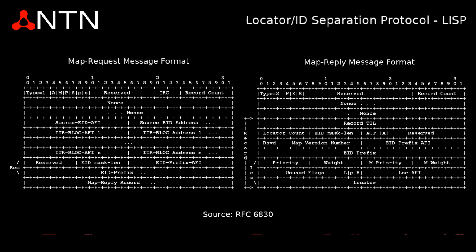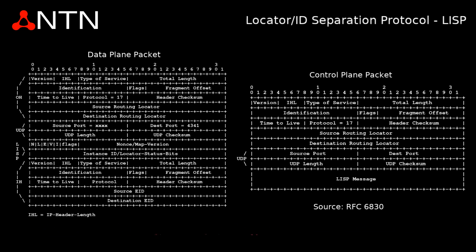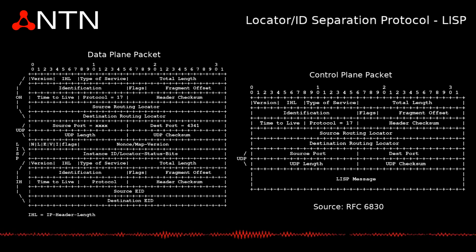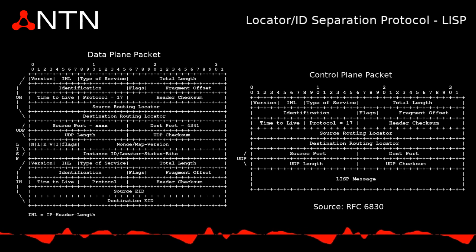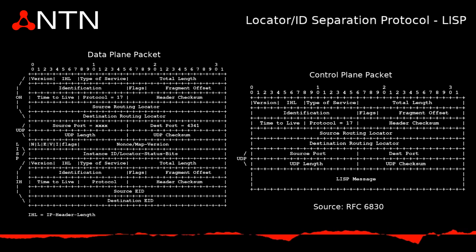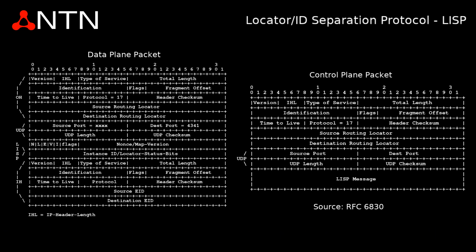or map resolver. Since we've covered a couple of LISP message types, I want to briefly go over the packets they are contained in. LISP data plane packets use IP and IP encapsulation, where the outer header contains the source and destination RLOCs, and the inner header contains the source and destination EIDs. I'm not going to go into detail on the packet format here, just note that the LISP header is sandwiched between the inner and outer IP headers.